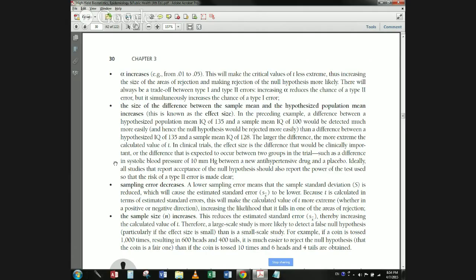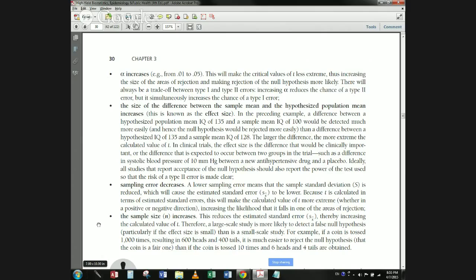Sampling error decreases. A lower sampling error means that the sample's standard deviation is reduced, which will cause the estimated standard error to be lower. Because t is calculated in terms of estimated standard errors, this will make the calculated value of t more extreme, whether in a positive or negative direction, increasing the likelihood that it falls in one of the areas of rejection.